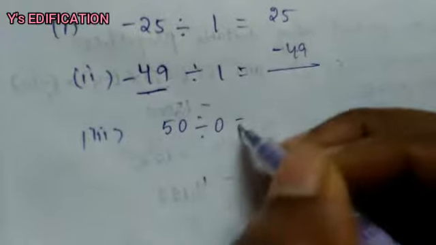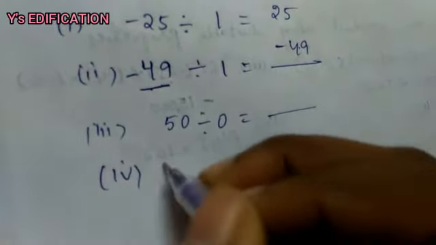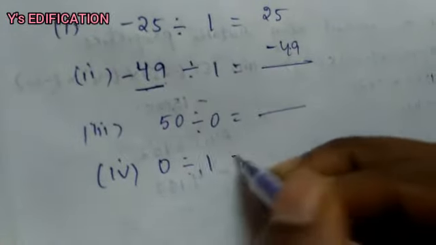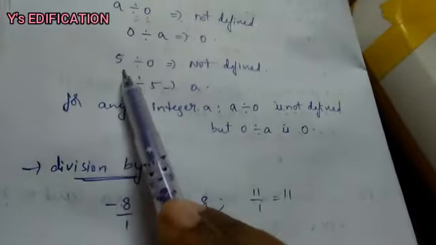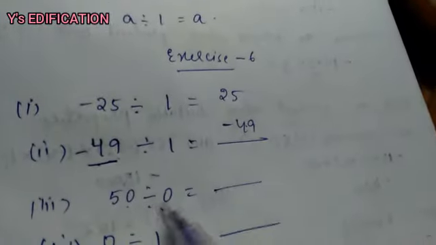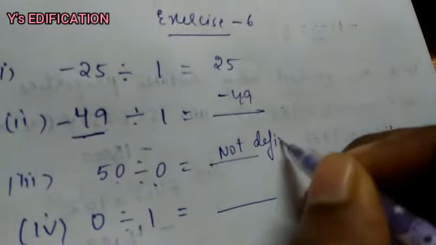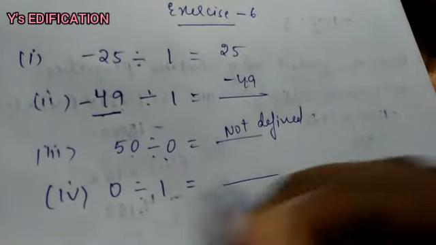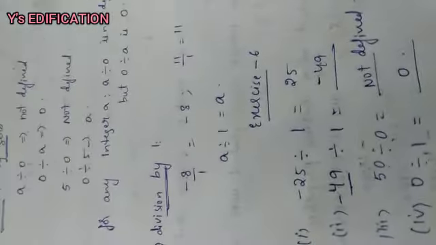Next one, 50 by 0. What is 50 by 0? I already said that 5 by 0 is not defined. In the same way, 50 by 0 is also not defined. Next, 0 by 1 is 0. In this way, we try to solve the division of integers also.